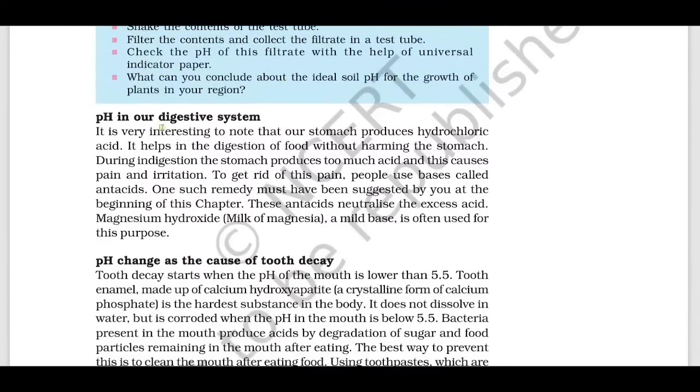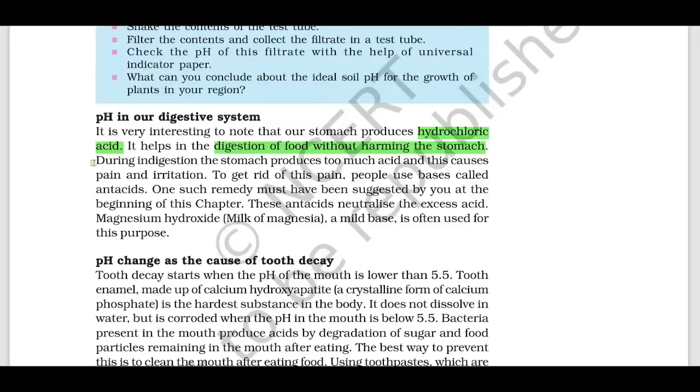pH in our digestive system. Our stomach produces a highly concentrated acid called hydrochloric acid. This acid helps in the digestion of food without harming the stomach. How? The stomach produces one more substance called mucus, which protects the inner lining of the stomach.